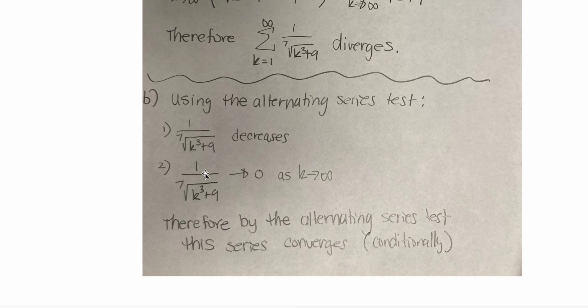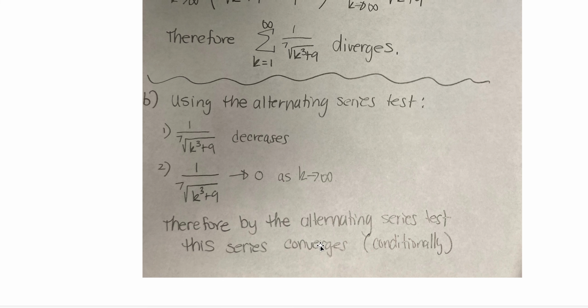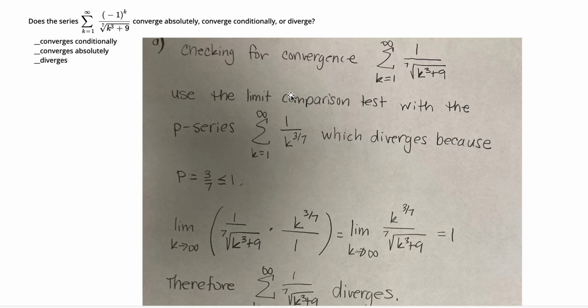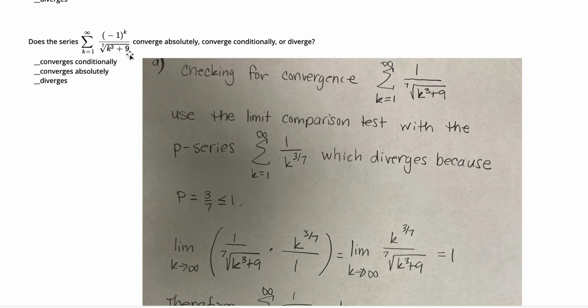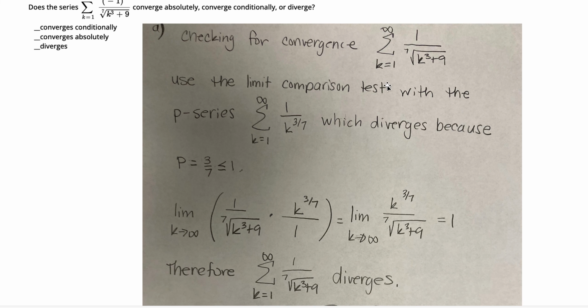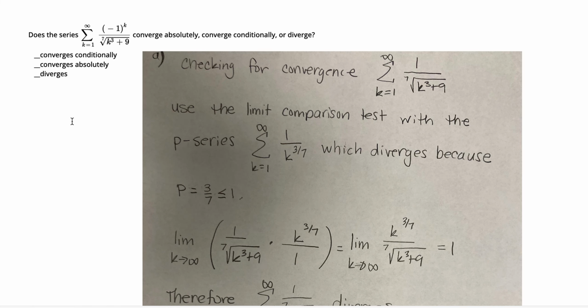Okay, so these both hold true. So we can say by the alternating series test that this series converges. This one here that we were checking. Now, I can't say that it converges absolutely because when I remove this negative here and I look at it just with absolute value, so I'm looking at positive 1 over the 7th root of k to the third plus 9, we got that this diverged. So this series is going to converge conditionally, not absolutely.